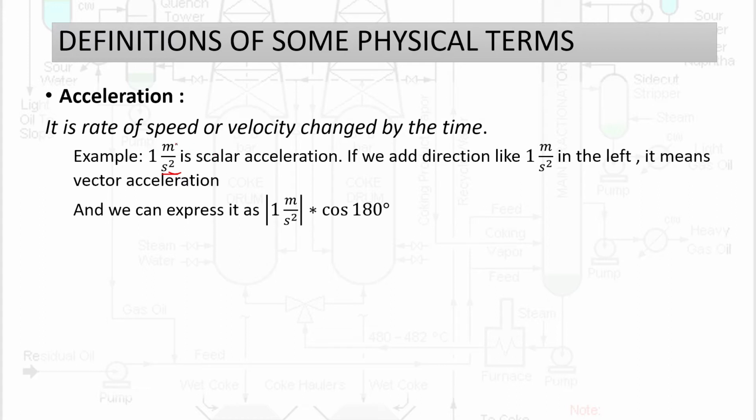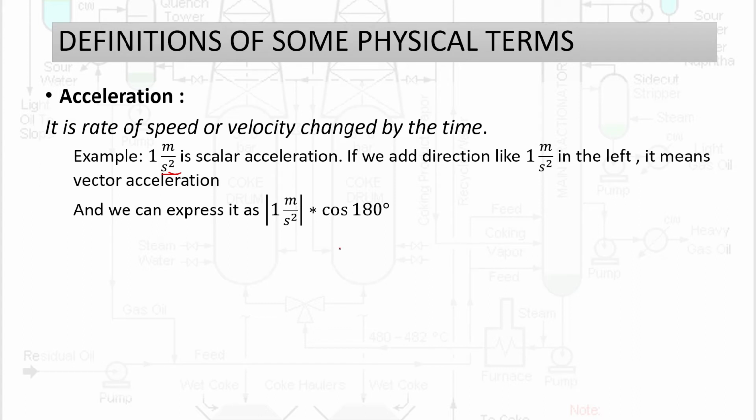If I say 1 meter per second square in the left side, that means a vector acceleration, and we can express it as 1 meter per second square, all of it absolute value, which is the magnitude, multiplied by the cosine 180 degrees. Notice here I mentioned 180 degrees, that means in the x-axis, but toward the negative values, negative numbers. So in the negative side of the x-axis, and it also happens only along the x-axis itself, the original axis. There is no y coordinate, there is no z coordinate here.